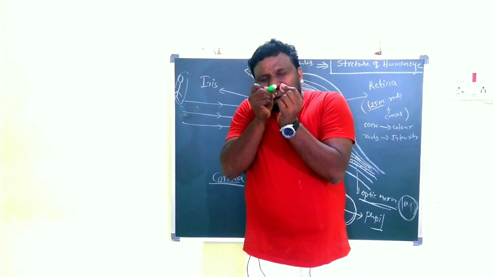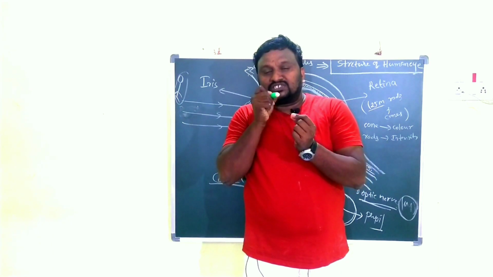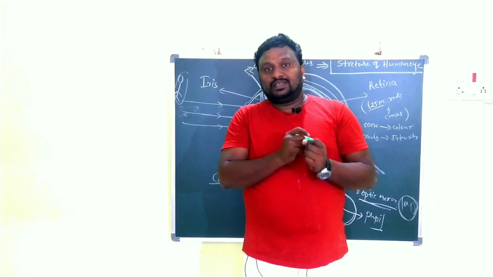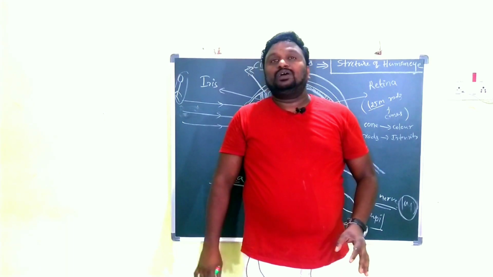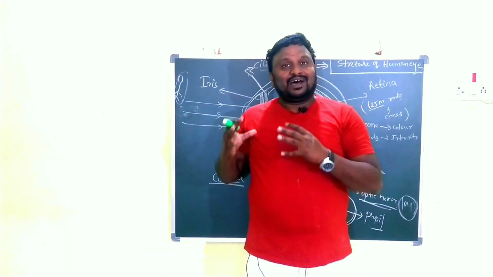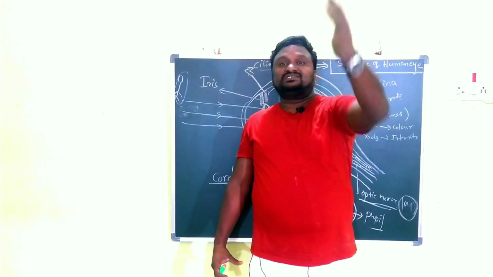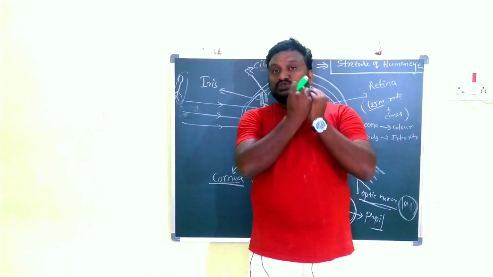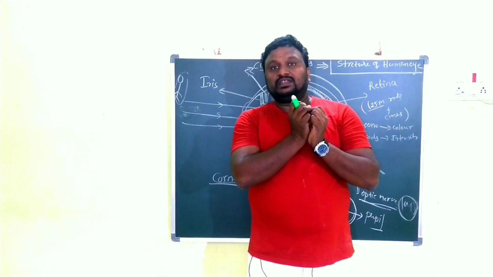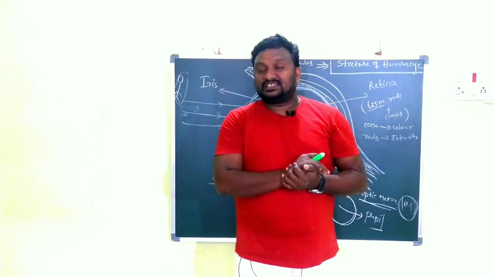For example, if you want to put a thread into a needle, how do we see? We see like this. If you want to see small objects, you have to focus much more. When the object is at far distances, the iris allows more light. When the object is very close to us, it allows less light. When the intensity is more, obviously it allows less light.